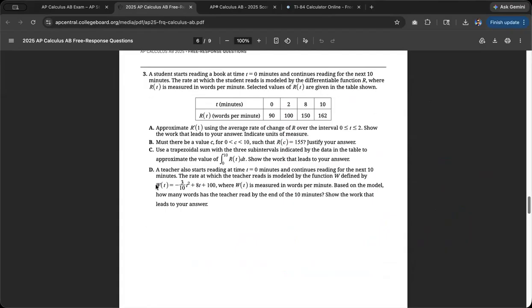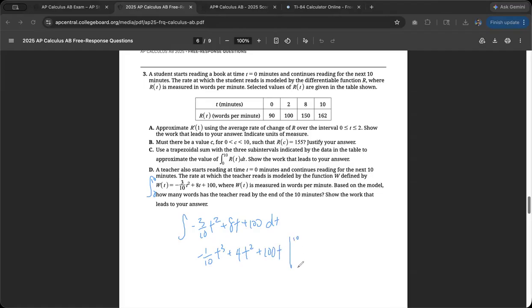This one's fairly straightforward. We're basically integrating this function from 0 to 10. So if I have my integral of negative 3 over 10 t squared plus 8t plus 100 dt, we're basically going backwards on that derivative, right? So this 3 pops up to the top of this. We have a negative 1 over 10 t to the third. This t becomes a squared, so that leaves a 4 up here, and then we have our 100t.